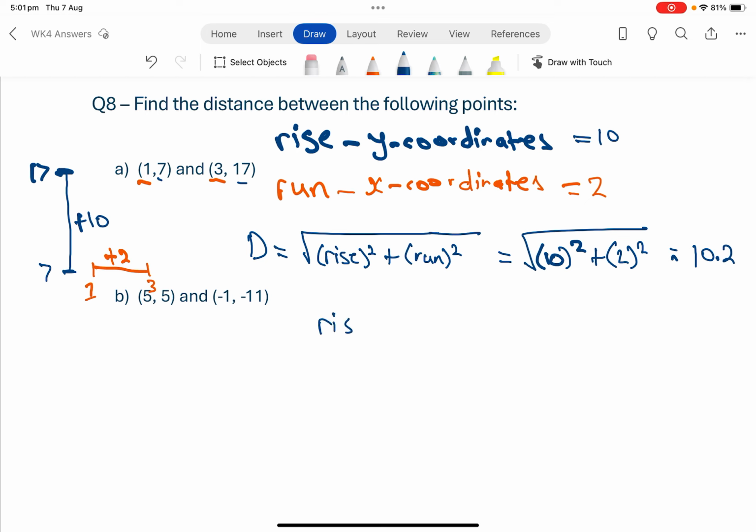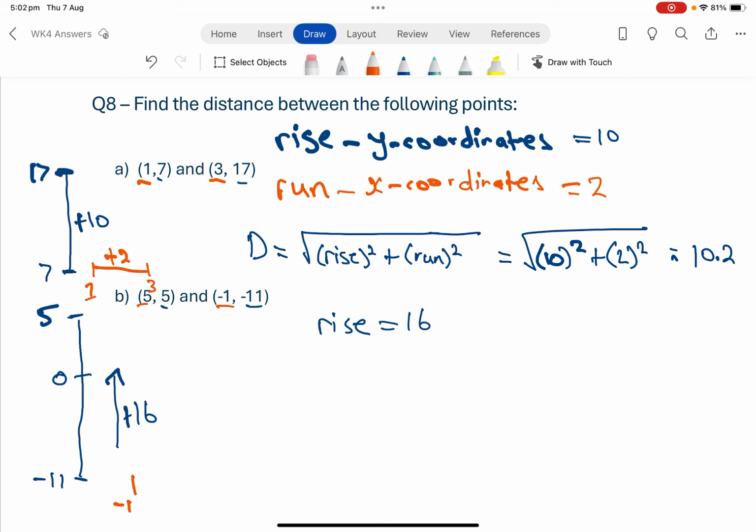For my rise, I'm looking at the y coordinates, so 5 and -11. To go from -11 all the way up to 5, remembering that I've passed 0 at some point, I've actually traveled up 16 units, so my rise is 16. For my run, with 5 and -1, I've started at -1 and ended up at 5. Once again, remembering I've passed 0 at one point, I've actually gone up by 6. So my run is equal to 6.